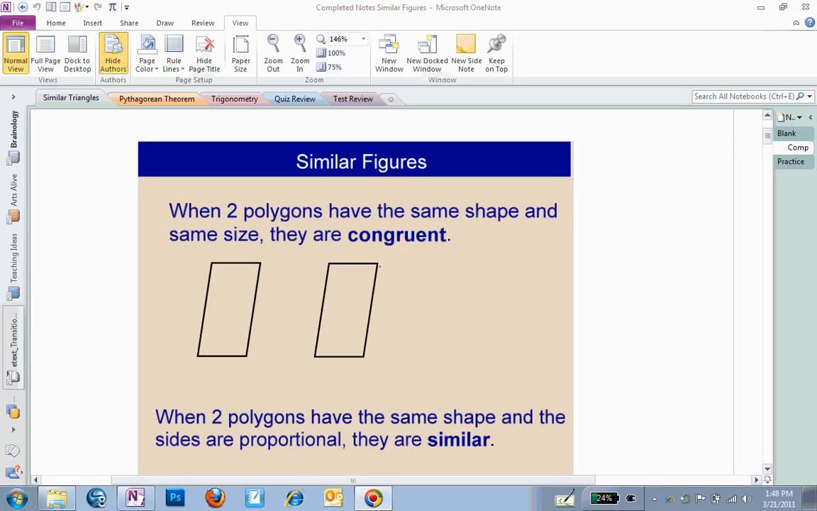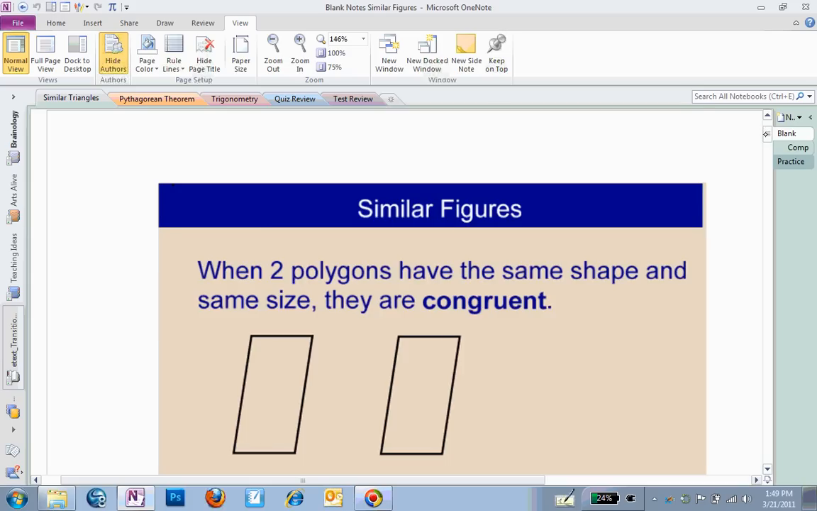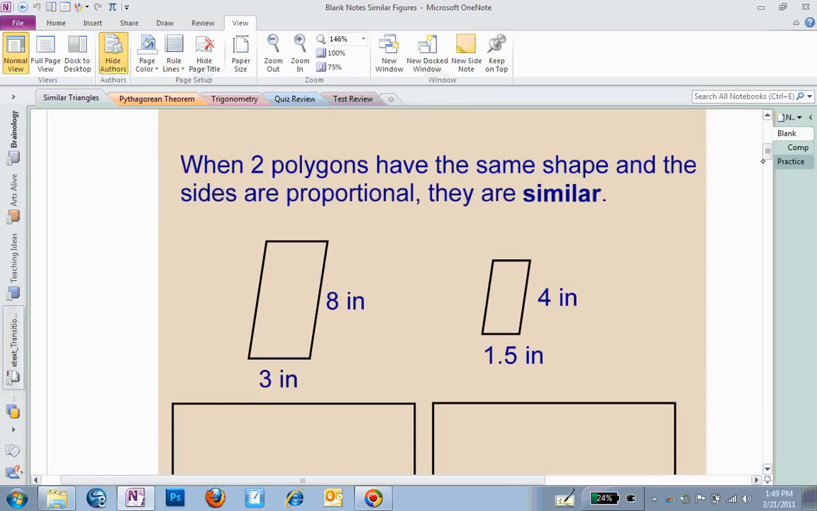Today we're studying similar figures. We know that two polygons are congruent if they have the same shape and same size. Well, two figures or two polygons are going to be similar if they have the same shape and different sizes, and specifically the sides are going to be in proportion to one another.